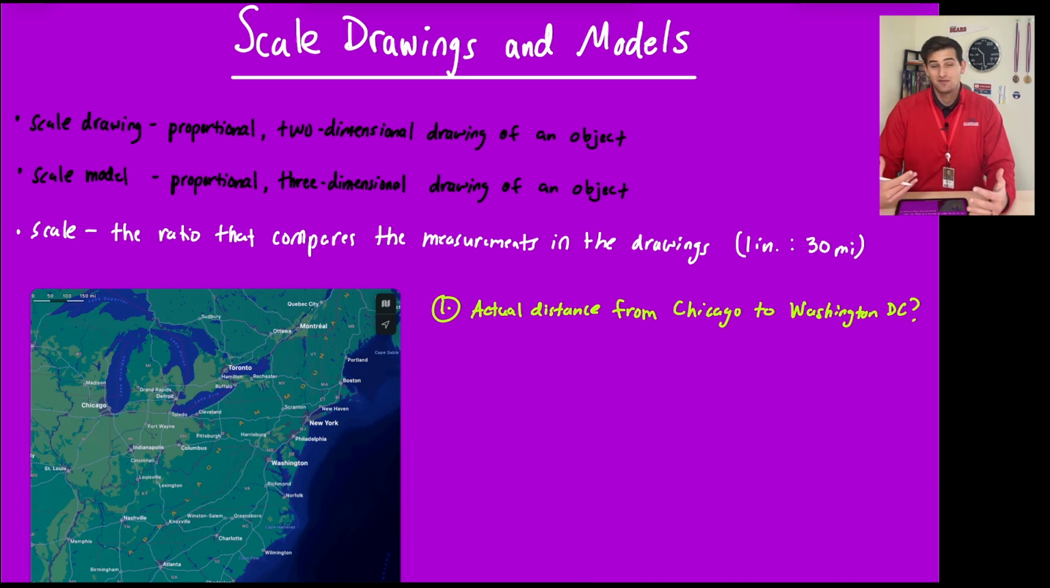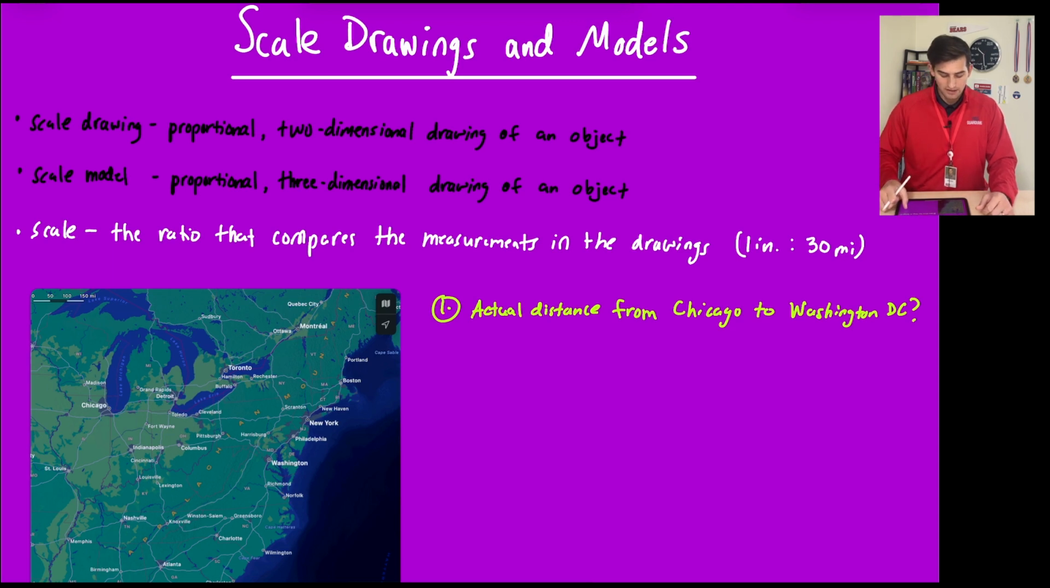So we'll do an example of a scale model at the end of this video, and we'll also talk about what a scale factor would be, to know how much we are multiplying by or dividing by to go from our original object to our model of our object, okay? All right, so what is scale? Scale is just the ratio that compares the measurements in drawings. So for example, we could say, hey, 1 inch of this drawing represents actually 30 miles, okay?